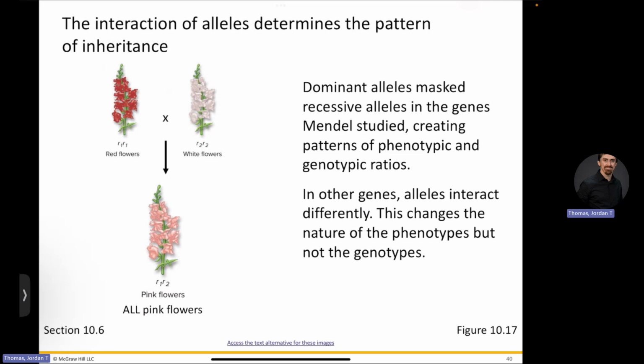Dominant alleles mask recessive alleles in genes Mendel studied, creating patterns of phenotypic and genotypic ratios. Remember, phenotype is the physical characteristic, what it looks like, and genotype is the genes, what alleles the offspring has. In other genes, alleles interact differently. This changes the nature of phenotypes, but not genotypes. So when we're talking about the next couple of things, genotype is staying the same. It's just the phenotype is changing.